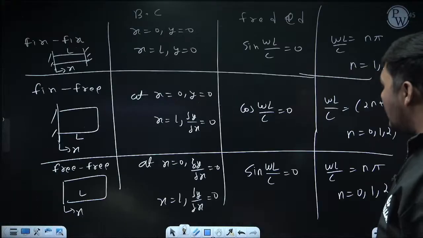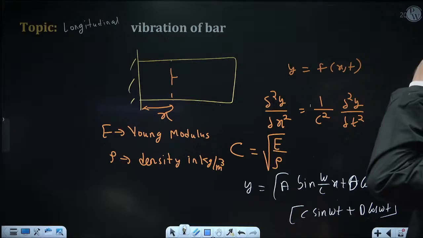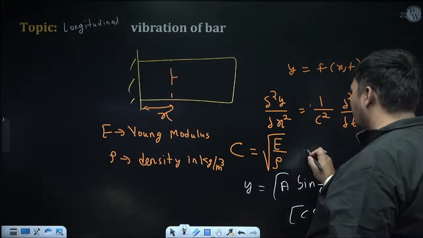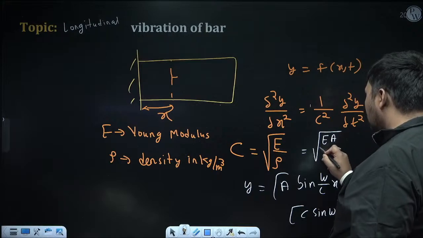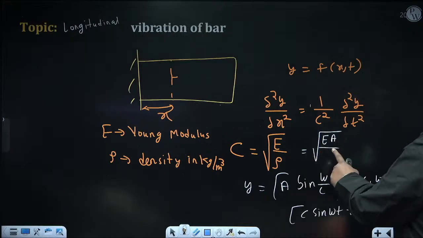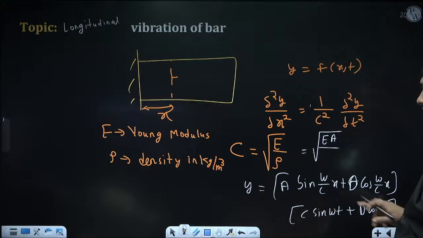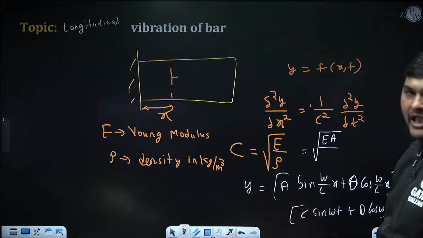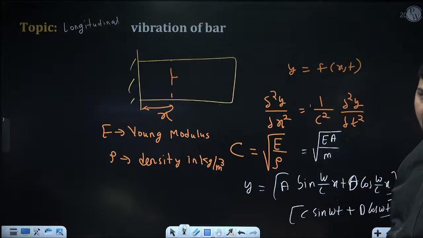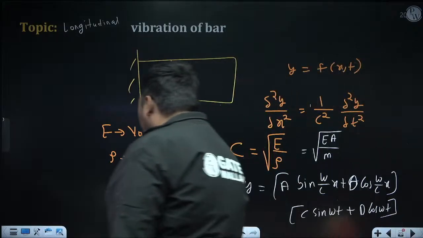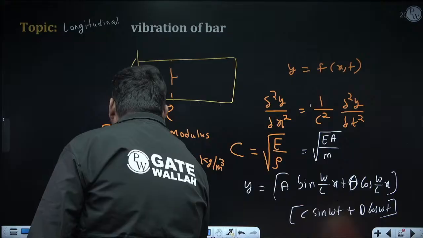They are analogous. See, here I have written this as root of E by rho. But what I will do now is multiply area above and below. So above, root A will come. You need not write this, but just for understanding I am writing. Below, it will be rho into area. Suppose I write rho into area as M, because what is rho into area?